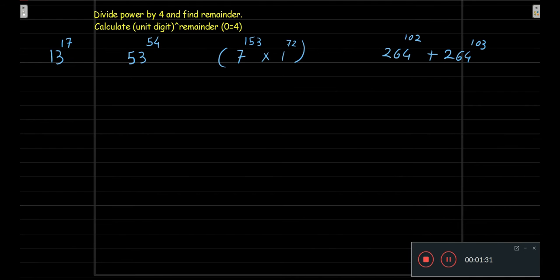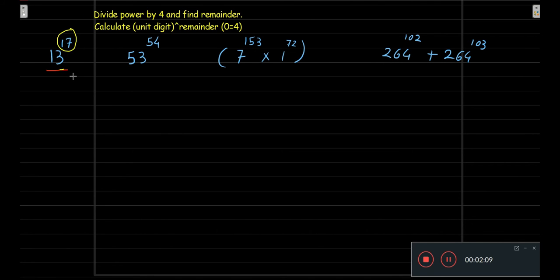Now let's do some complex examples. Suppose I want to find the unit digit in the given expression. For this purpose there is one method: divide the power, whatever the power is, by 4 and find the remainder. After finding the remainder, calculate the unit digit to the power of the remainder.